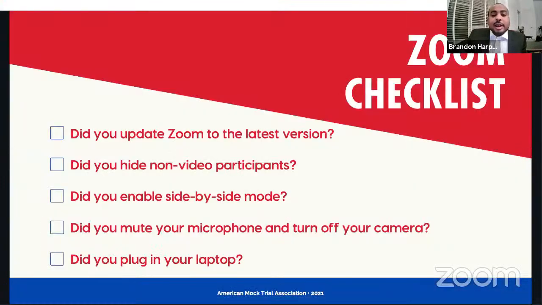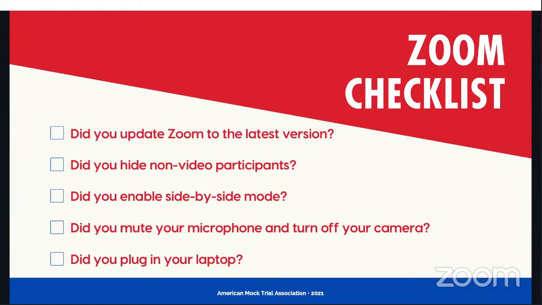So here's a checklist. These are things you want to make sure you do before the round, and make sure you're familiar with these items before the round. First, make sure you've updated Zoom to the latest version. Then make sure that you've hidden all non-video participants. Make sure to enable side-by-side view. Make sure that you know how to mute your microphone and turn off your audio. And then make sure that you plug in your laptop.